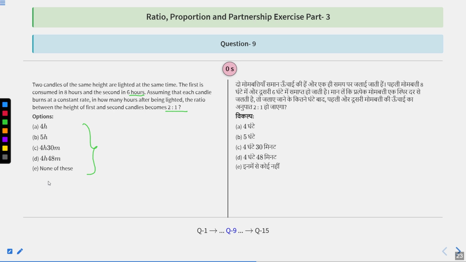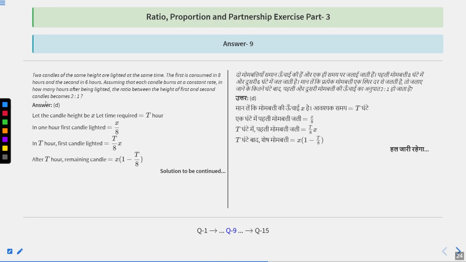Now time's up. Let's see the solution. The question says the two candles have the same height. So first we let the height of the candle be x, and the time required be t hours. Now according to the question, in 1 hour the first candle burns x upon 8, because it takes 8 hours to finish the first candle. So in t hours, it will be tx upon 8.